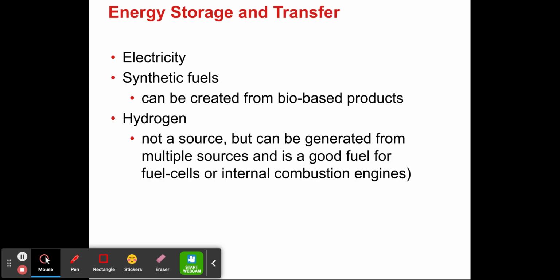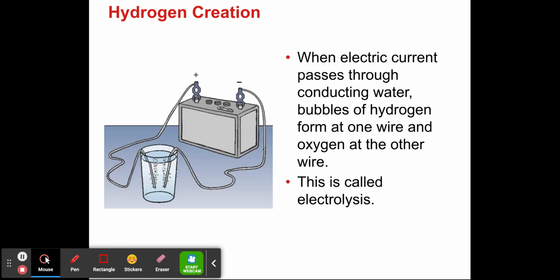Energy storage and transfer. Electricity synthetic cells can be created from bio-based products. So you have hydrogen. Hydrogen is not a source, but can be generated from multiple sources, and is a good fuel for fuel cells or internal combustion engines. So this is hydrogen creation. When electric current passes through conducting water, bubbles of hydrogen form at one wire and oxygen at the other wire. This is called electrolysis.